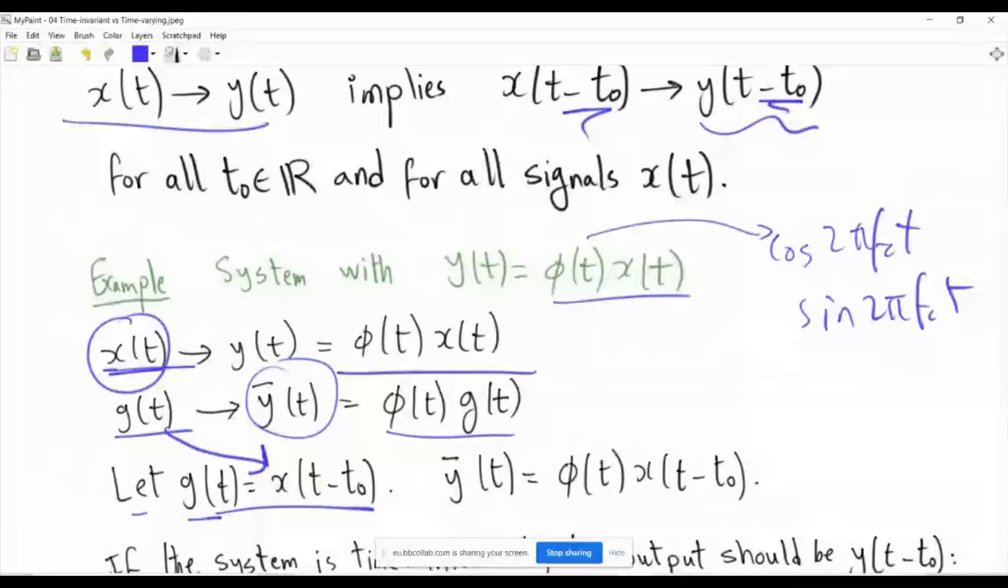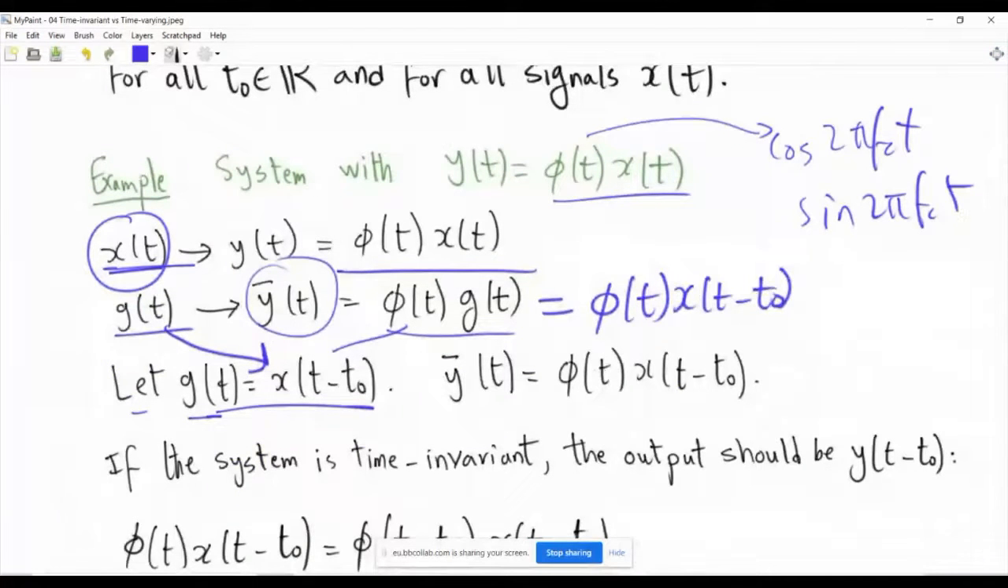Now set g of t equal to x of t minus t0. So what is y bar of t? It is phi of t and then g of t. What is g of t? It is x of t minus t0. So this is the actual output, based on how the system is characterized, how the system is described.